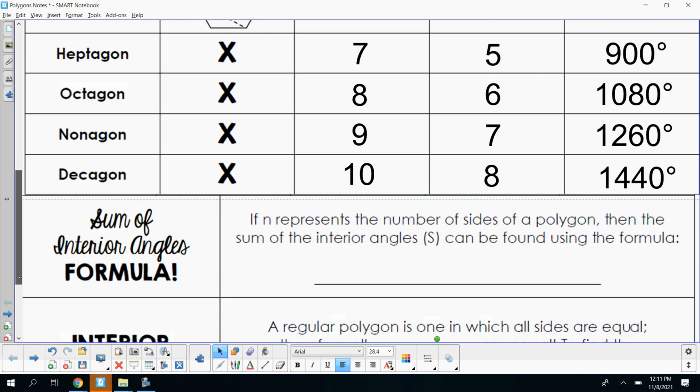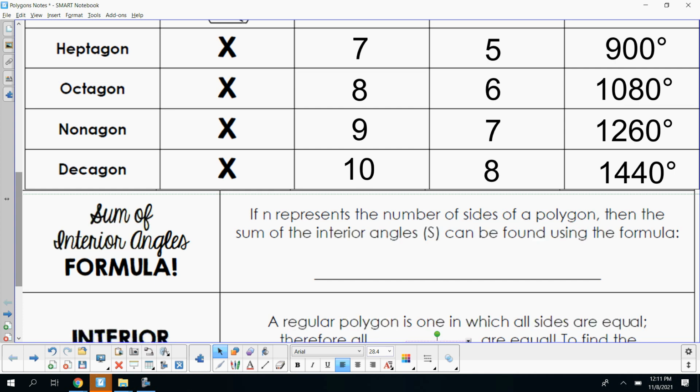Okay, so the sum of the interior angles formula: if n represents the number of sides of a polygon, then the sum of the interior angles S can be found by using the following formula. S equals n, the number of sides, minus 2, times 180.